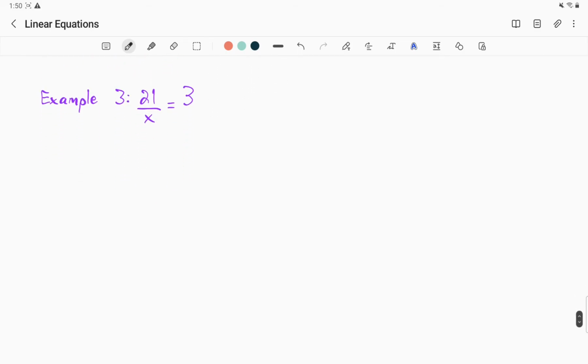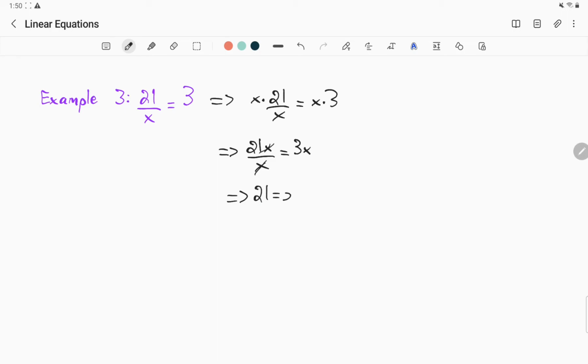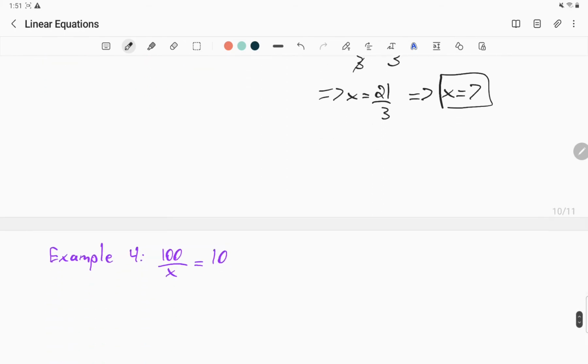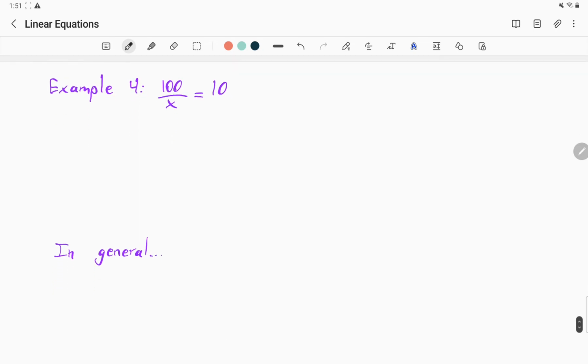Example 3. Multiply both sides by x. We get x times 21 over x equals x times 3. Rewrite that, 21x over x equals 3x. One more time, those x's cancel. 21 equals 3x. Just switch the order. 3x equals 21. Divide both sides by 3. You get x equals 21 over 3. What's 21 divided by 3? That's 7.